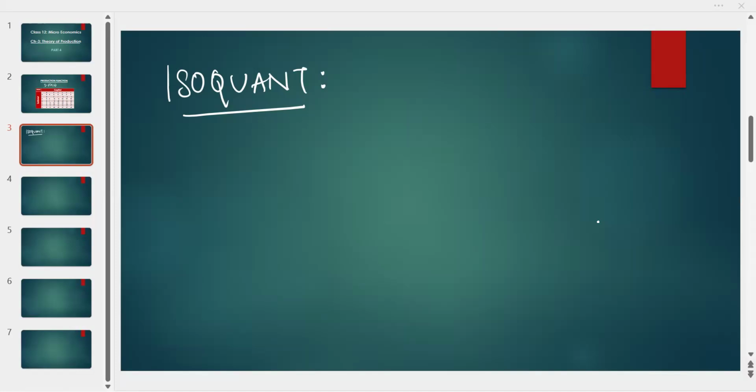Today we will discuss an interesting topic, that is the isoquant. So what is an isoquant? It is similar to the indifference curve that we discussed in the previous chapter. What does the indifference curve say? It says that the two goods that the consumer wants to consume provide him maximum utility. Each indifference curve represents a given level of utility.